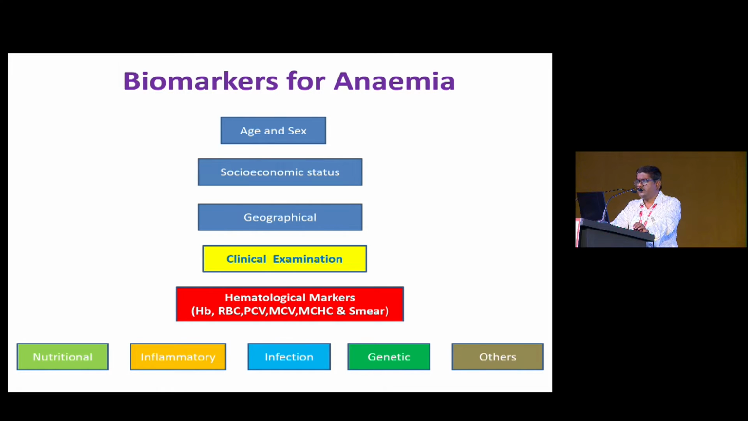Based on this, first you go with your hematological analysis: hemoglobin, RBC and other parameters. There we can have some differential diagnosis based upon our clinical examination and hematological markers. Definitely we can have a provisional diagnosis with some amount of differential diagnosis. From there we can decide whether we want to go for nutritional markers, inflammatory markers, infection, genetic markers or others.